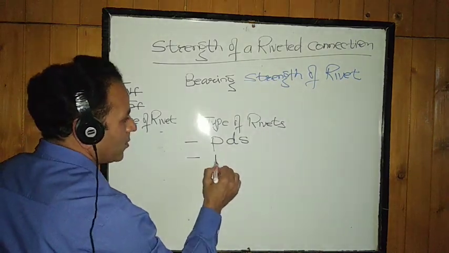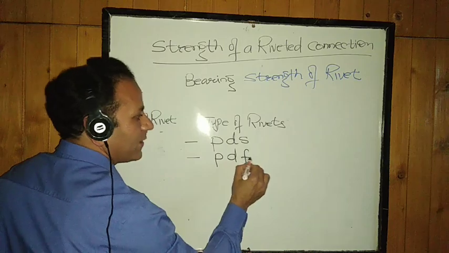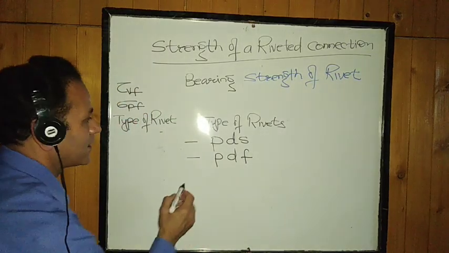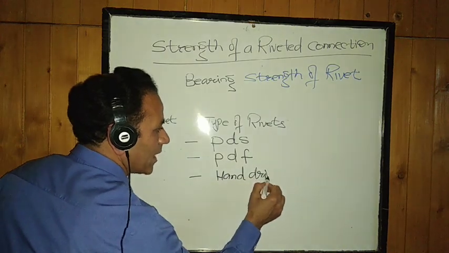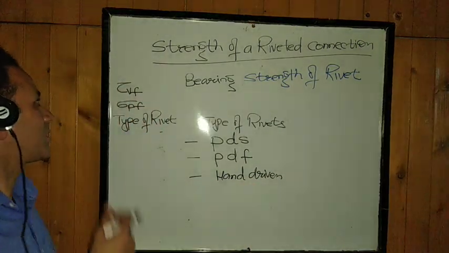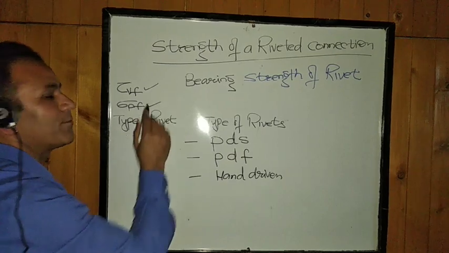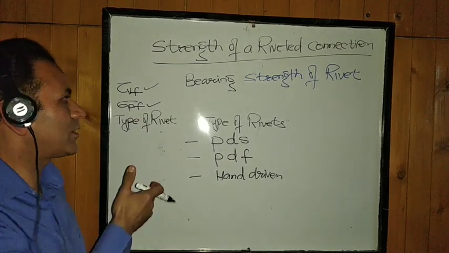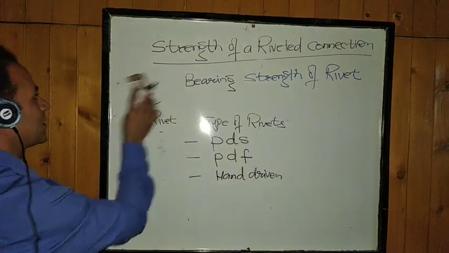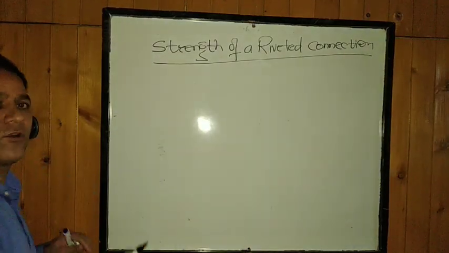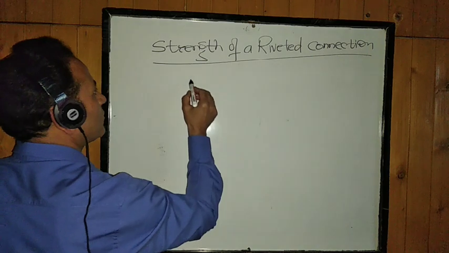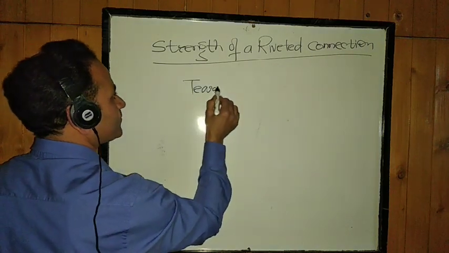It may be a power driven field rivet where the stresses are relatively less, or it may be a hand driven rivet. So depending upon the type of rivets, we take the values of tau VF and sigma PF from IS code, then we calculate its shearing and bearing strength. These are the two modes of failure for a rivet. Then we come to tearing failure.